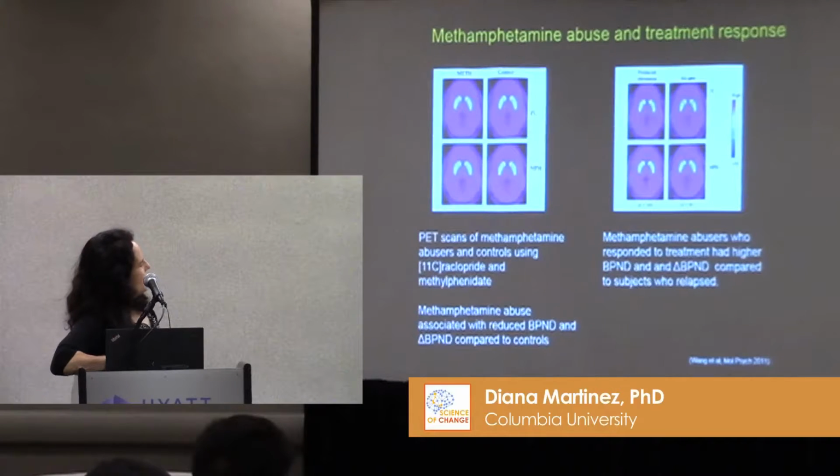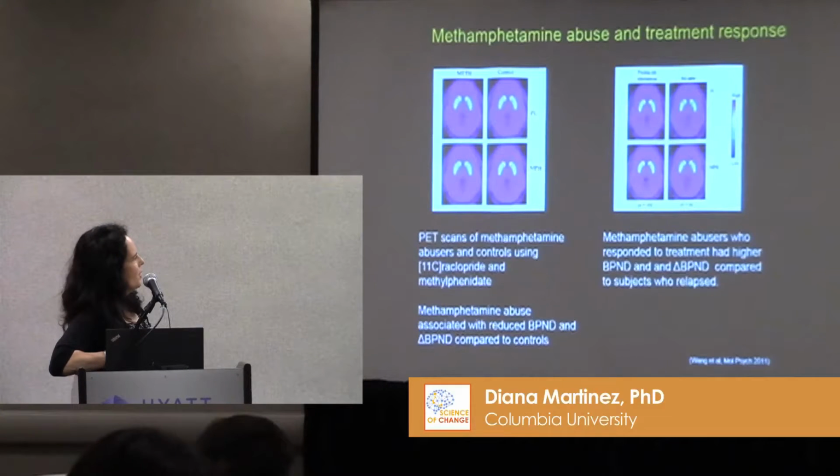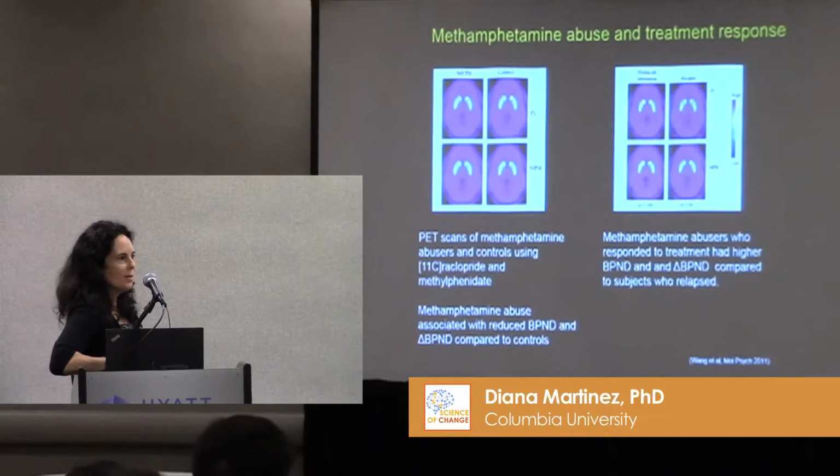And when we came out with that study, we were very interested to see that the Brookhaven group came out with a similar finding about the same year, this time in methamphetamine dependence rather than cocaine dependence, but they showed the same thing. This is just comparing methamphetamine abusers to controls. It's the same finding. Controls have higher D2 receptors and greater dopamine release compared to methamphetamine abusers. But what they also showed is that methamphetamine abusers who responded to treatment have higher BPND and delta BPND compared to those who relapse. So it's the same finding that we showed in cocaine dependence.